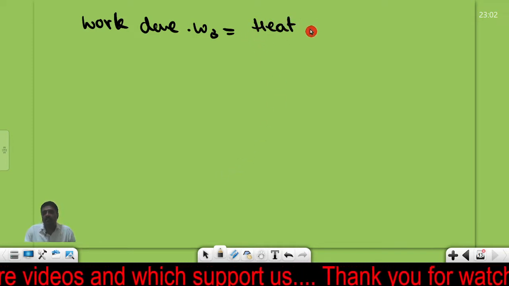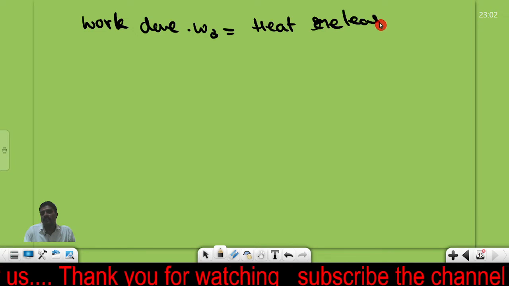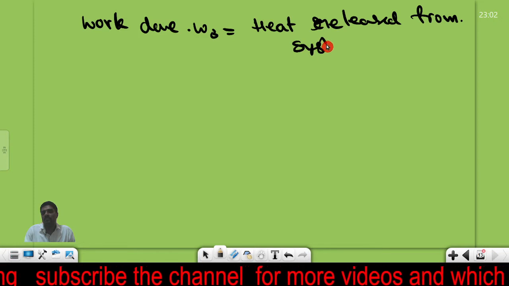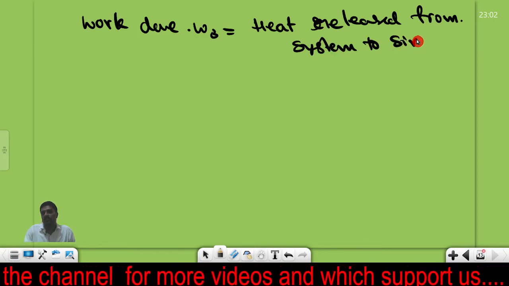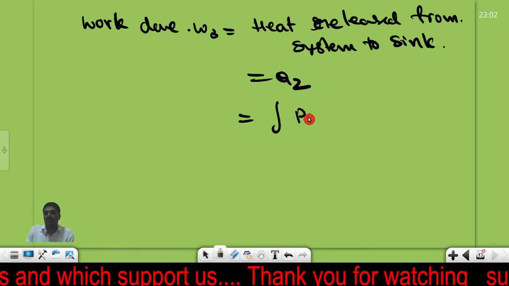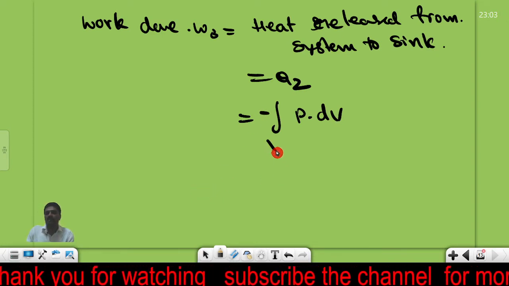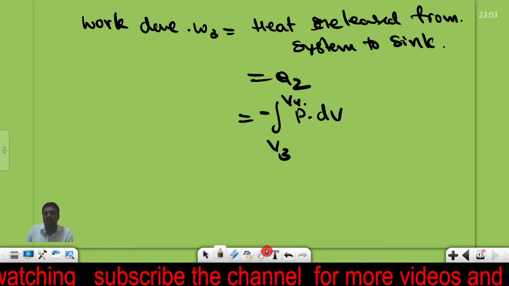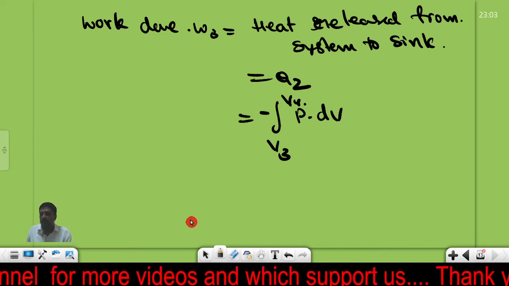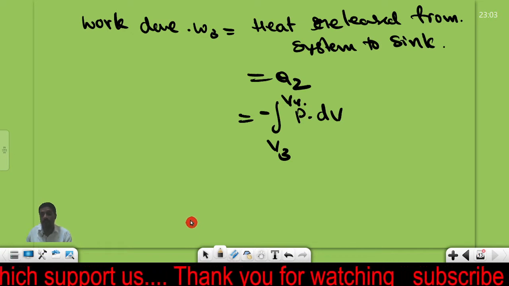So heat ejected, heat released from the system to the sink, both are the same. This value I am taking as Q2. What is this value? Integral of P dV, but we need to keep it as a negative sign. From where to where is it moving? V3 to V4 it is moving. This negative sign is indicating that this heat energy is ejecting.